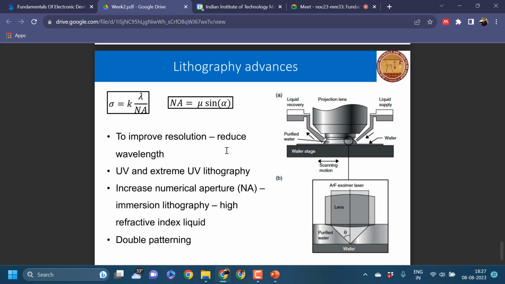Another method is by using double patterning. In case of double patterning, adjacent features will be added onto the substrate. So can anybody tell me what is double patterning?